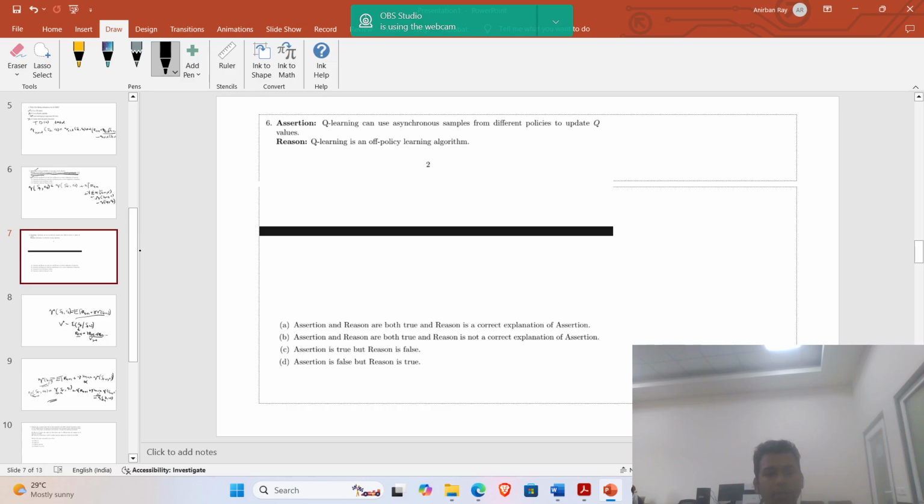So this is our question here. Q learning can use asynchronous samples from different policies to update Q. So it is true actually, and why you can take it, because the update rule is not dependent on the subsequent Qs, okay, it is dependent on the optimal Q. So it can take different policies to update Q, but it will still converge, okay. So Q learning is an off policy learning algorithm, and that is also correct, and that is actually the correct explanation as well, because you already know the optimal, okay, and then you are using it, not while the policy is going on, okay. So answer is 6A.